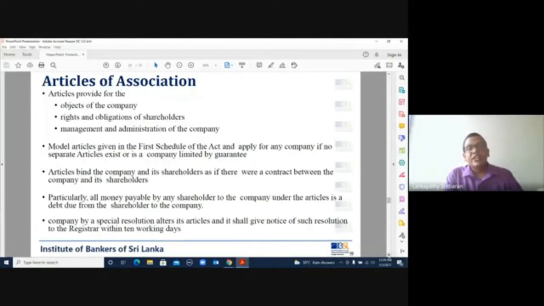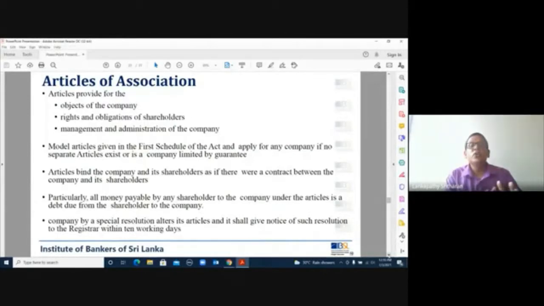The model articles given in the first schedule of the Act apply to any company if no separate articles exist or if it is a company limited by guarantee. The articles bind the company and its shareholders as if there were a contract between the company and its shareholders. Okay, the articles of association explain the contract, or terms and conditions, between the shareholders and the company.